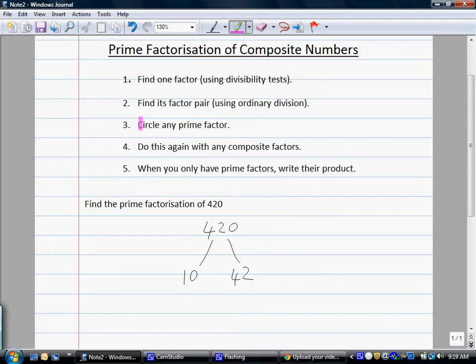And the third step, circle any prime factor. Well, 10 isn't prime and 42 isn't prime, so I have nothing to circle. Do this again with any composite factors. Well, these are both composite factors, so I do the process again with both of them.